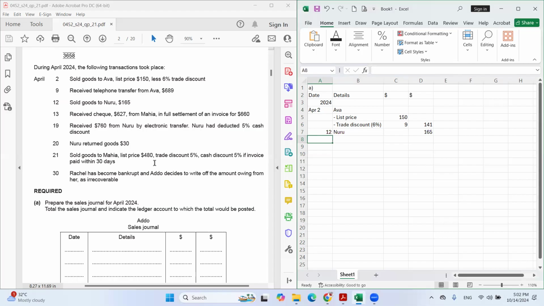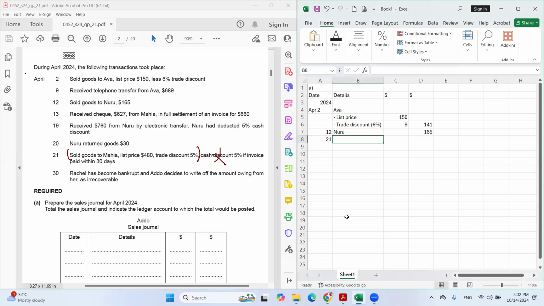Sold goods to Mahir, list price, trade discount 5%, cash discount 5% if the invoice is paid. So take notes about the sentence. The first part is talking about the sold goods. We are only calculating the credit sales. Don't take this cash discount. Only calculate the credit sales.